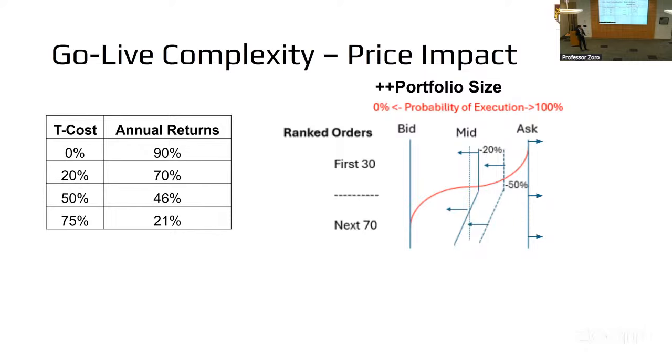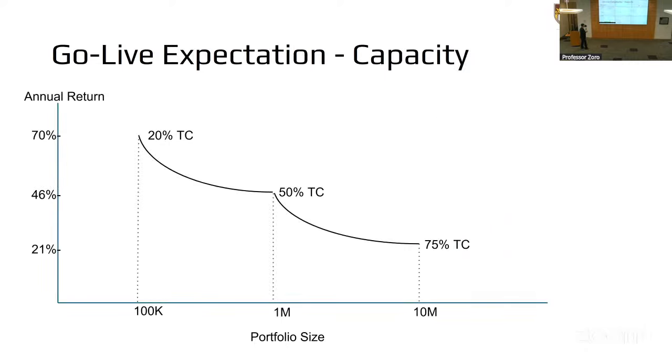Knowing these factors, what can we expect in a go live scenario? Well, we're not going to be able to stuff 100 million in this and get $70 million a year back. Like, it's absurd. Maybe, if you believe Mirabev's paper, we can get 100K at that 20% effective TC, moving to 50 TC at $1 million, and maybe we end up at 75 TC with 10 million. It's hard to speculate.